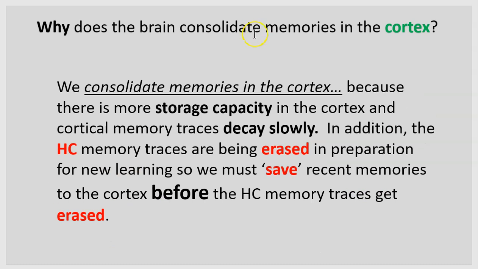So to summarize then, why does the brain consolidate memory in the cortex? We consolidate memories in the cortex because there is more storage capacity in the cortex and cortical memory traces decay slowly. In addition, importantly, the hippocampal memory traces are being erased in preparation for new learning, so we must save recent memories to the cortex before the hippocampal memory traces get erased.